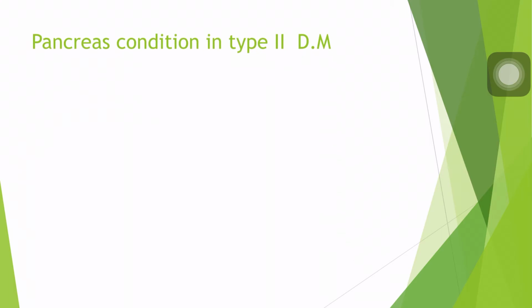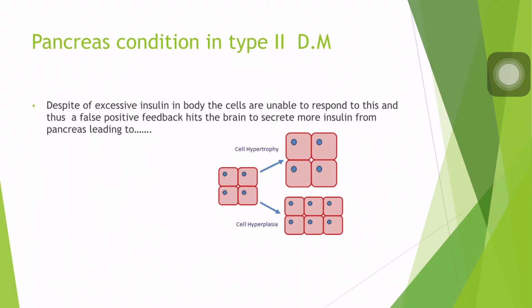So let's see the condition of the pancreas in type 2 diabetes mellitus. As we know, in type 2 there is insulin in our blood, but the tissues are not responding to that. So in that case, the false positive feedback hits the brain to secrete more and more insulin from the pancreas, and this leads to pancreatic cell hypertrophy, which means an increase in the size of the cells because of the more load, and there is hyperplasia, which means the cells of the pancreas releasing the insulin start dividing and increase in number. So type 2 diabetic patients have a hypertrophic and hyperplastic pancreas.